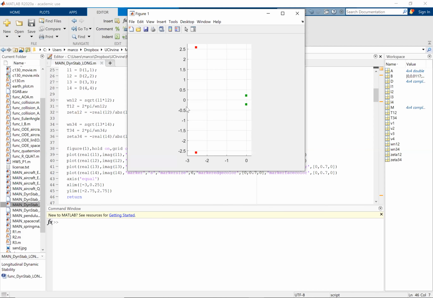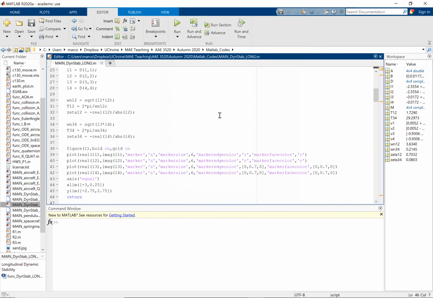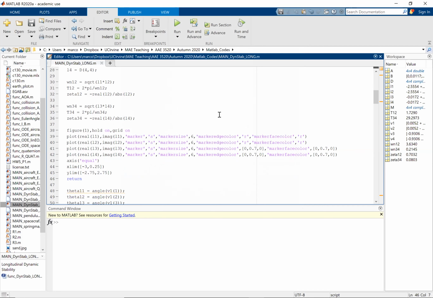And these are all the plots that I've already attached to the lecture notes, but I'm showing you how I've got them. All right, so we have the green eigenvalues are the phugoid mode eigenvalues, and the red ones are the short period mode eigenvalues. I haven't added a legend. You can go ahead and do that. But in the notes, everything should be clearer.